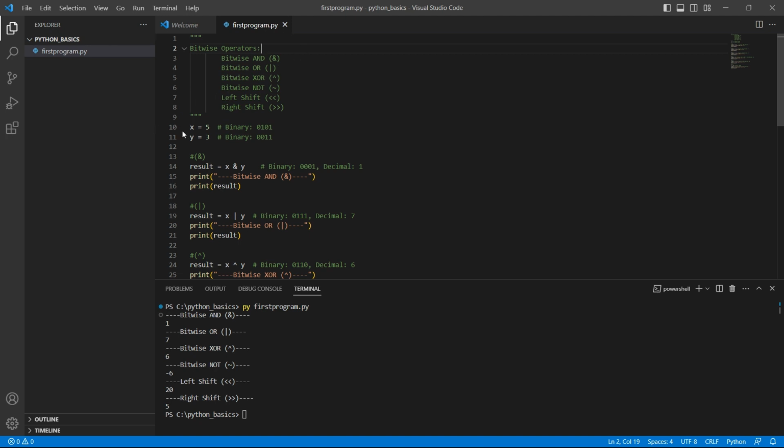We have two variables x and y. X is assigned with the value 5. In binary, it is 0101. Y is assigned with the value 3. In binary, it is 0011.